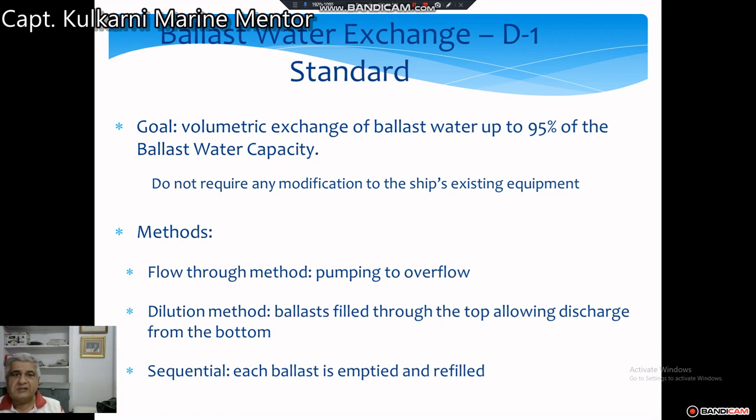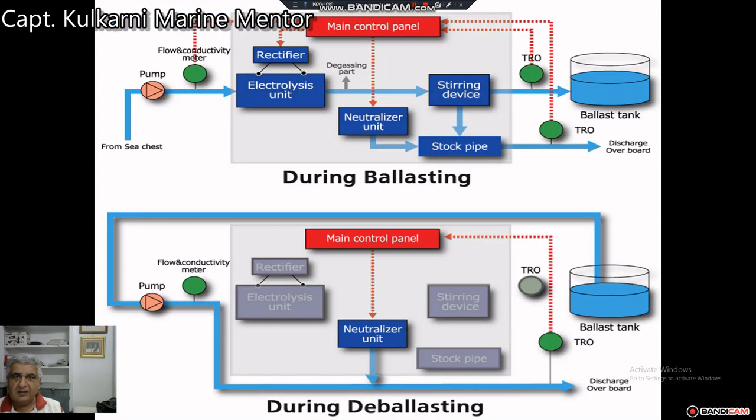Ballast water exchange standard. The goal is volumetric exchange of ballast water up to 95% of the ballast water capacity. Flow through method: this is the exchange we have already discussed. Even if I show it again, it is not required to discuss again how exactly it is done.